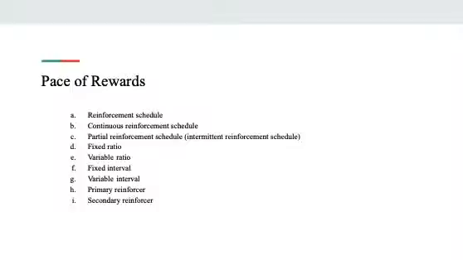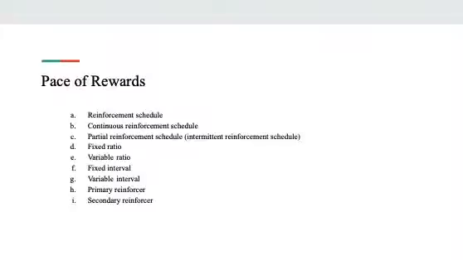Fixed interval, a schedule in which a reinforcement is provided for the first response after a fixed length of time since the last reinforcement. Variable interval, a schedule in which the reinforcement for the response is provided at some variable interval of time after the last response.